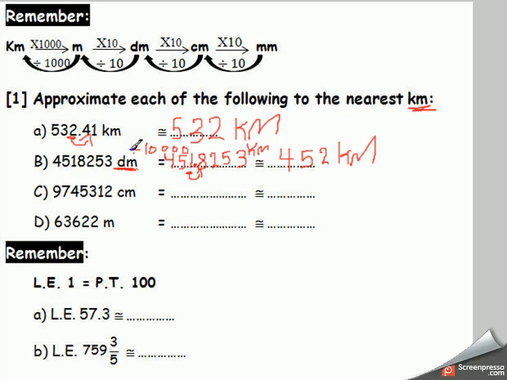Okay, next one. This is centimeter. I should convert it to kilometer. From centimeter to kilometer, mister, I have 5 zeros. 1, 2, 3, 4, 5. From centimeter to kilometer, I will divide. Excellent. So I will divide it by 100,000, mister. Excellent. You are so great today.